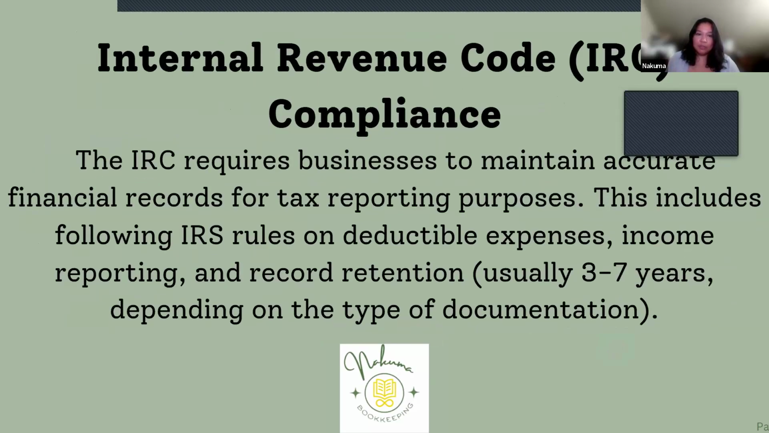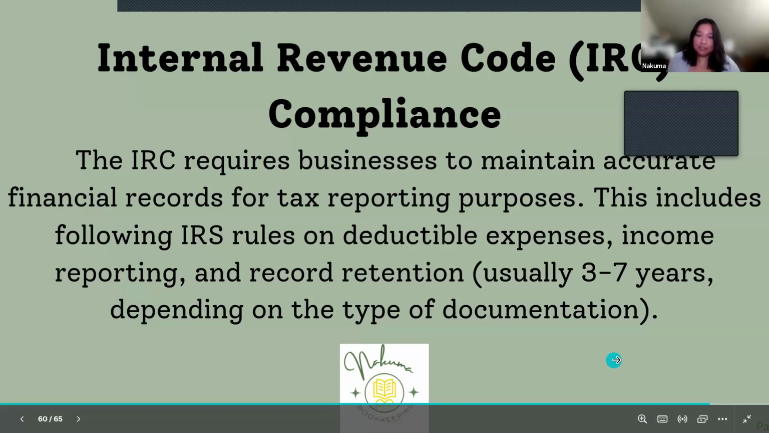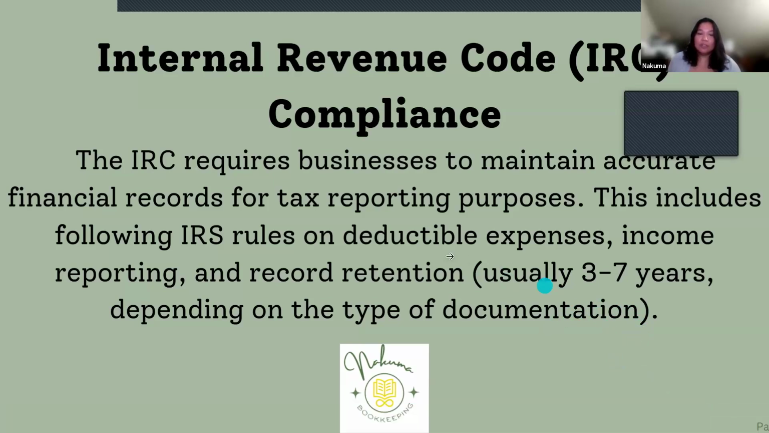And this is the Internal Revenue Code. It requires businesses to maintain accurate financial record keeping for tax reporting. This includes following IRS rules on deductible expenses, income, and record retention, usually 3 to 7 years depending on the type of documents. This is just as we were talking about depreciation and how depreciation varies between assets, and following the IRS rules. So this is following that type of compliance from them.